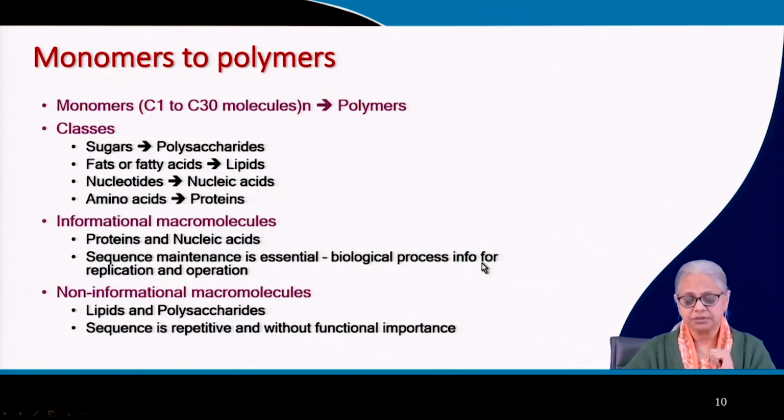All biological process information of replication, operation, and so on is based on these sequences. Then we come to non-informational macromolecules, so lipids and polysaccharides. Just as we know from our own diet, sugar and fat don't provide any information. What are they doing? They're providing mass and energy.